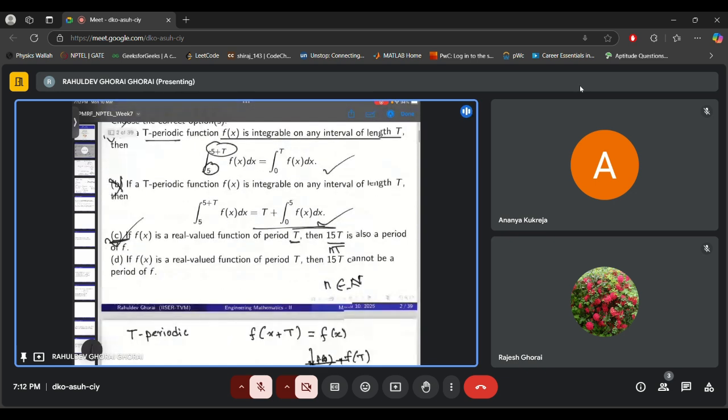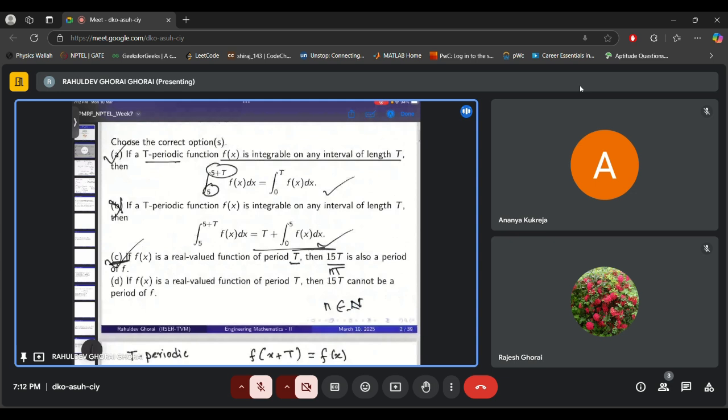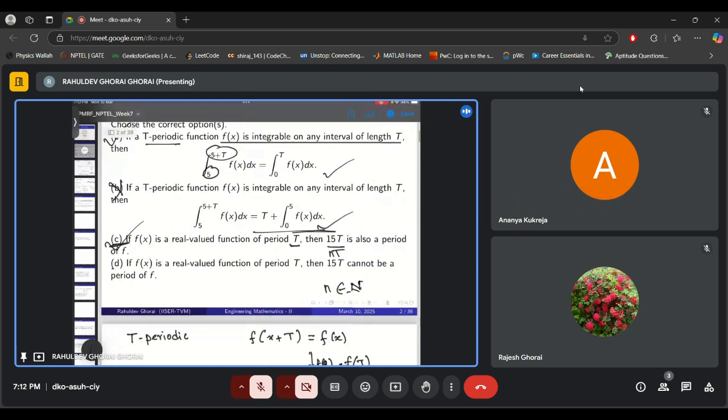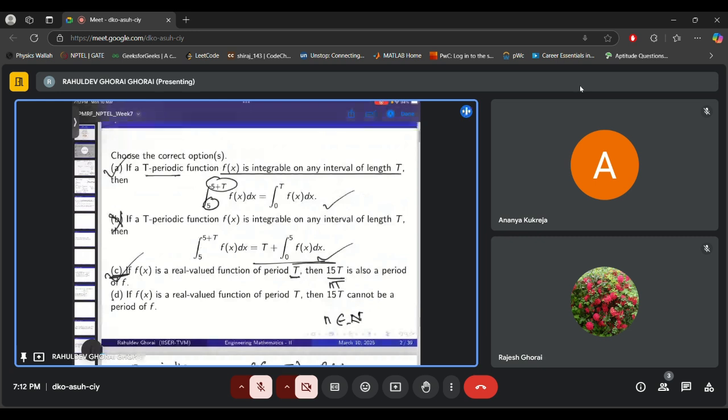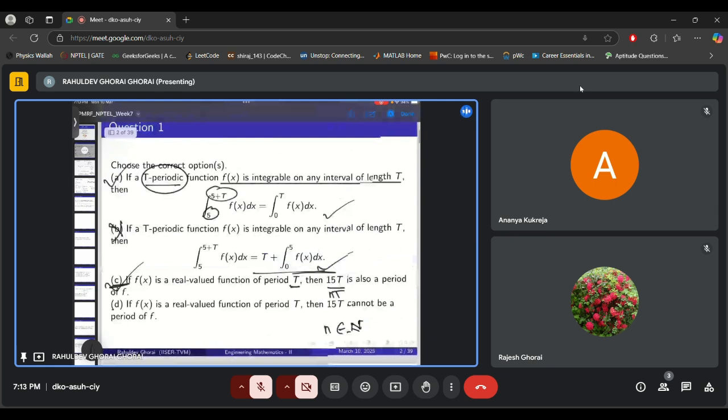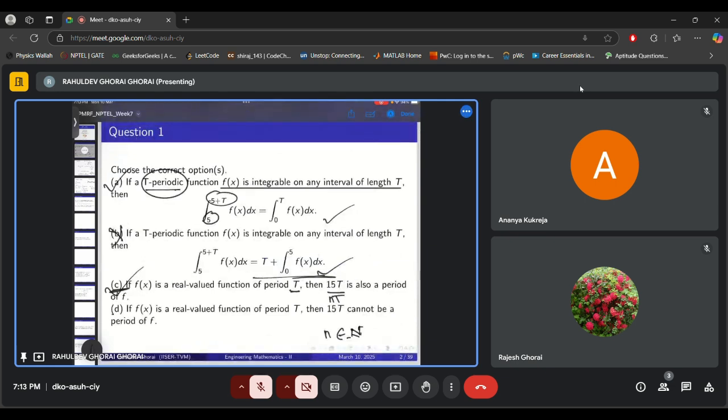But d is not correct, because any nT is not the period, it is not one period of f. So a and c are correct, assuming T periodicity, which you might not see in your assignment. If you don't see it, you check with the instructor. Okay, if that is okay, then I will move to the next one.